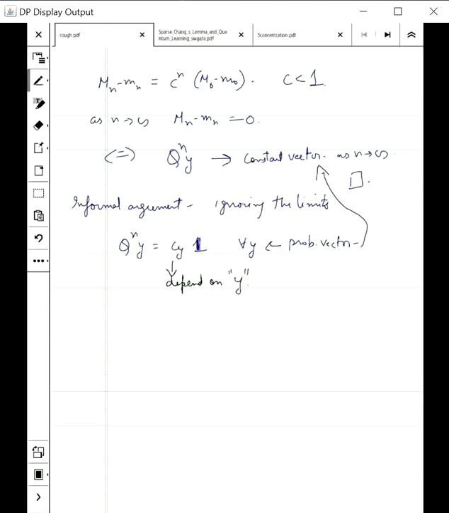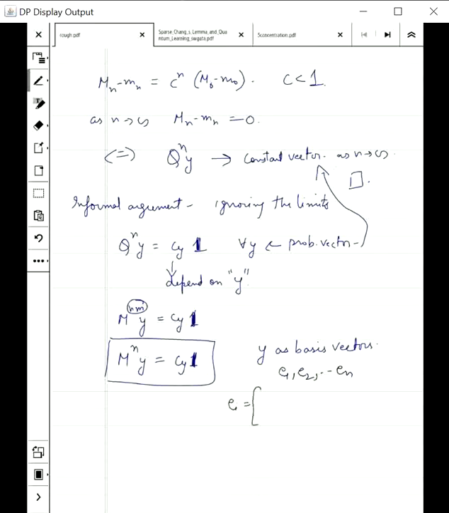Once I know this, going back to M, I will just replace them by n again, since that's making things unnecessarily complicated. It's a variable. So let's assume that there is a big enough n so that M^n y is equal to cy times 1. It's a constant, and this actually tells us a lot. You just fix y as basis vectors. Remember e_i, it's just 0, 1 at the ith place. So if you place y as the basis vector, then M^n e_i gives you the ith column of M^n.